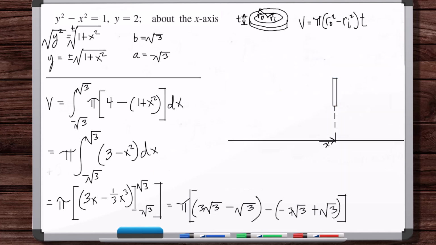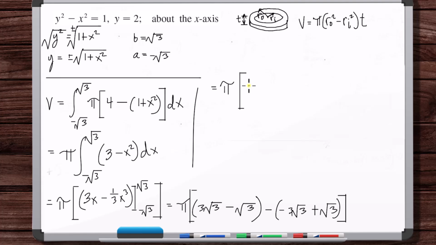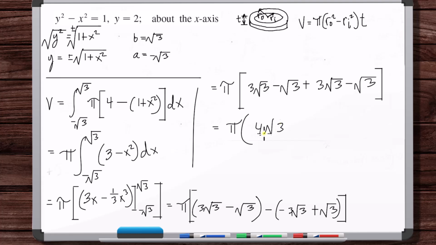Okay, so we've got pi times 3 root 3 minus root 3 plus 3 root 3 minus root 3. 3 root 3 minus root 3 is 2 root 3, plus 3 root 3 is 5 root 3, minus root 3 is 4 root 3. So 4 pi root 3.